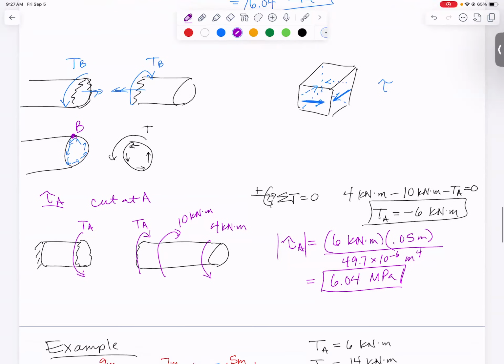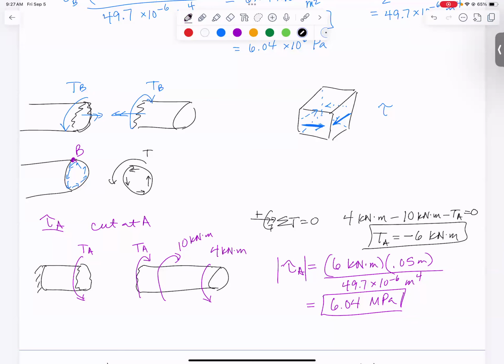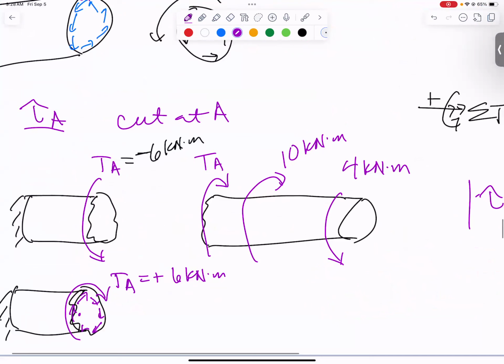Now I need to draw it on a little cube. So to do that, what I want to do is redraw these pictures. This torque came out to be minus 6 kilonewton meters, which means it actually acts in the other direction. It actually acts this way, plus 6 kilonewton meters. And point A is out here on the front. So if you draw your little arrows, they're going to go around like that. And on that front face, on that front edge where A is, it's not all the way out on the edge, but it's going to be acting pointing upward.